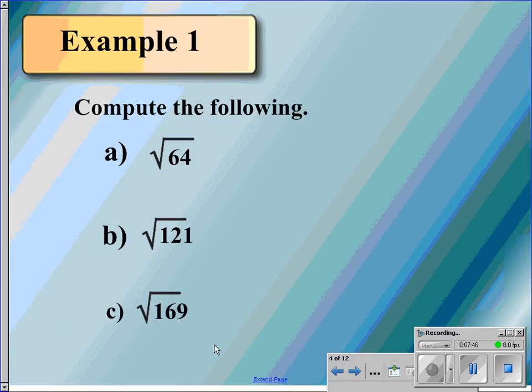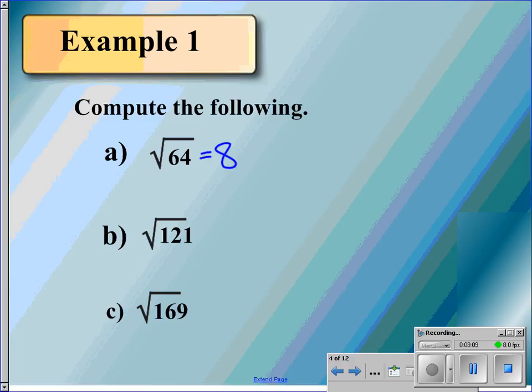So let's do several examples with computing square roots. The square root of 64. And that means there are 2 integers that you can multiply together to get 64. What is that integer, Lawrence? Is it 8? It's 8.